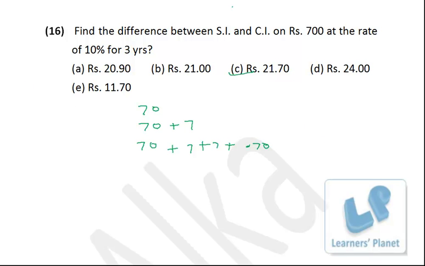So if you have figures like 10%, 20%, 5%, then do not go for the formula, just do it directly. It will be easier for you. Okay.